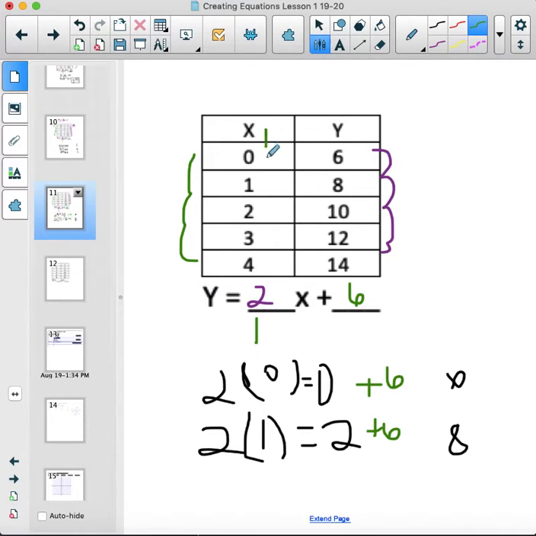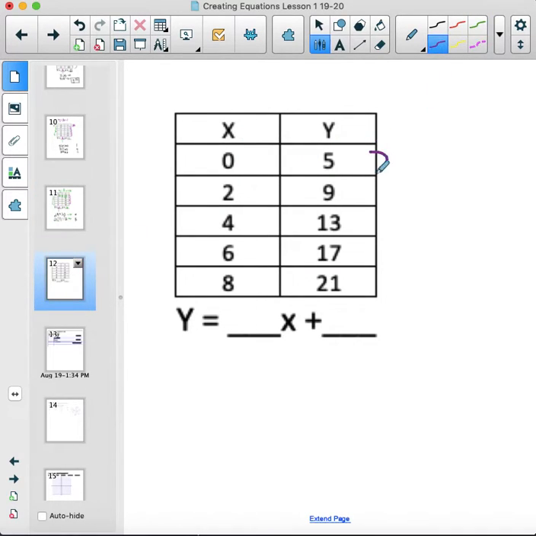Which, by the way, when x is 0, what is y? 6. That's another way to find what we call the b. And again, I will explain that when I get back in more depth. It's hard to do it over the computer. So that's your answer, 2x plus 6. All right, last one.